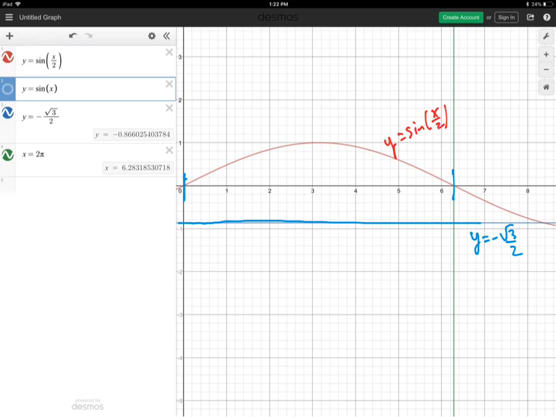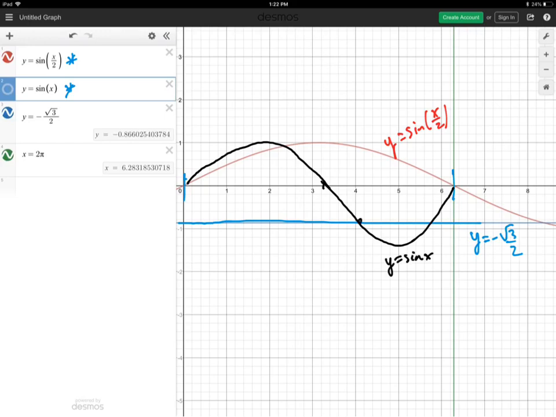And so when we think about this equation, sine of x over 2, what that is doing is taking the sine curve and stretching it out horizontally. If we were to graph this right here, it's going to cross at about pi, so the curve is going to go down like that. So that would be y equals sine of x.